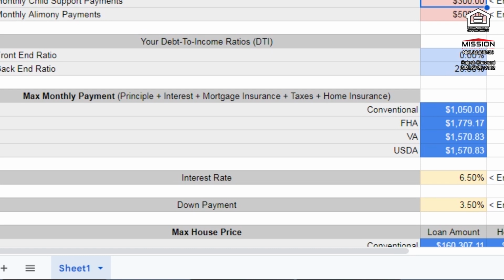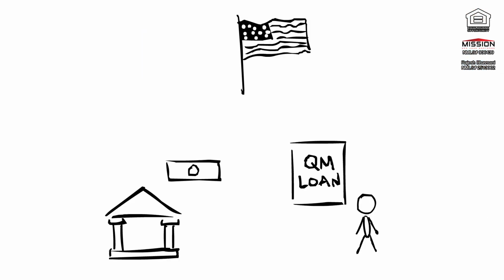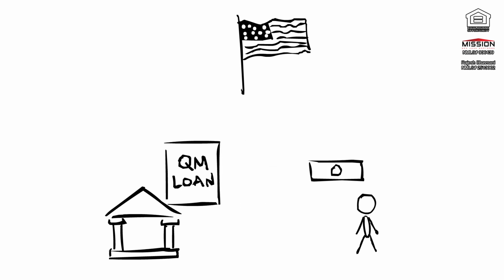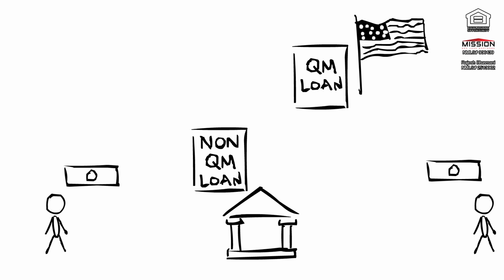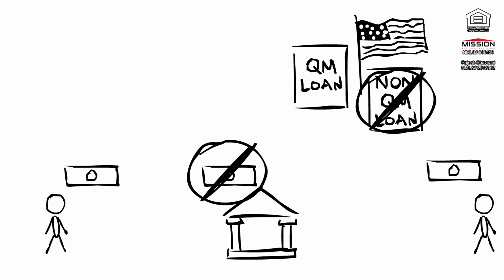What is a qualified mortgage? That's another video. But in short, a qualified mortgage is a loan that meets certain conditions that the US government is willing to buy from your lender. Any loan that doesn't meet these conditions, the US government will not buy from your lender.